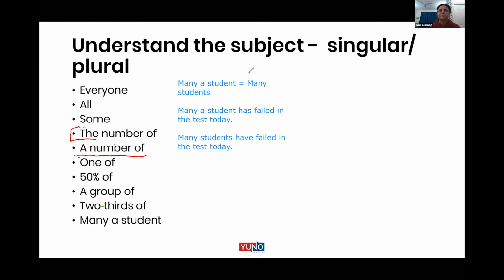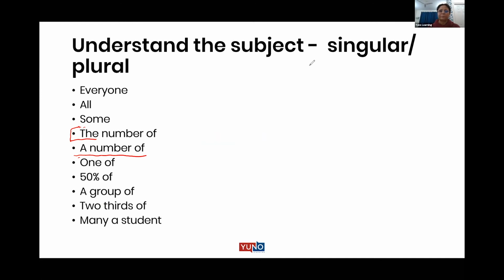Yes, ma'am. Student. So 2/3 of students we have to say, plural. If it's an uncountable thing, we have to say 2/3 of, but it is singular. The subject becomes singular then. Okay. Right? Yes, ma'am. Like 2/3 of the syllabus has been finished.